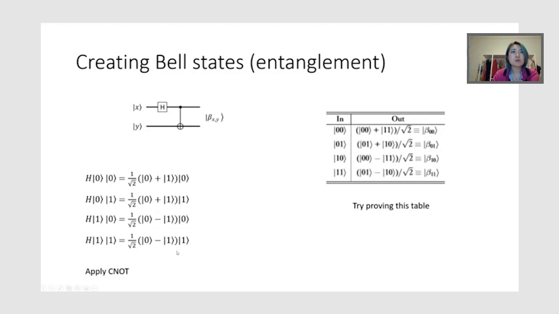Then you will need to apply a CNOT. Given your first qubit is 0, your second qubit wouldn't change in this case, so it would be 0, 0 here. But if you're looking at this possibility here, if your first qubit is 1, then your second qubit has to flip, so it becomes 1, 1 here.